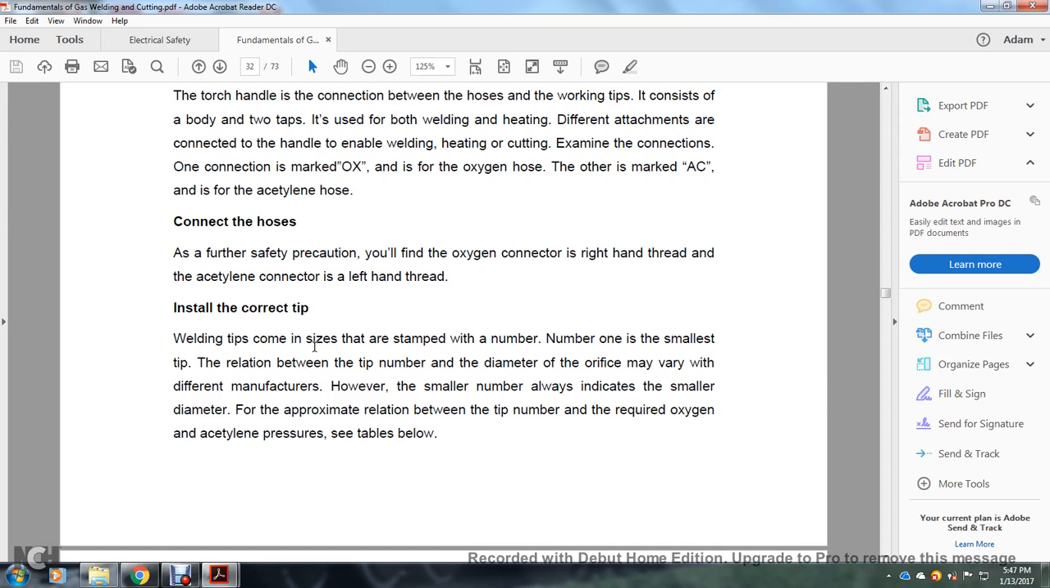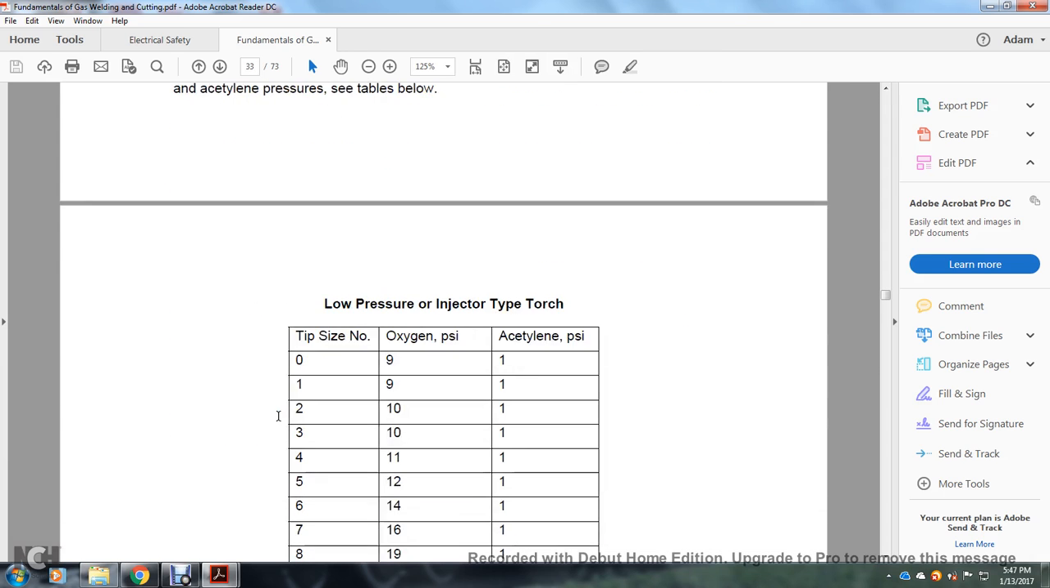When the welding tips come in, they are stamped with a number. The number 1 is the smallest tip. The relationship between the tip number and the diameter of the orifice may vary between manufacturers. However, the smaller number always indicates a smaller diameter. For the approximate relation between the tip number and the required oxygen and acetylene pressure, see the table below.